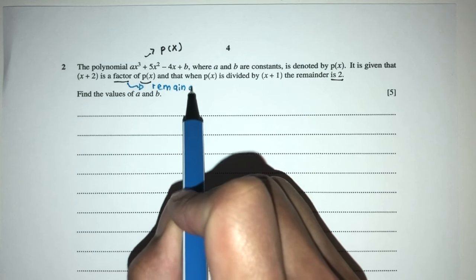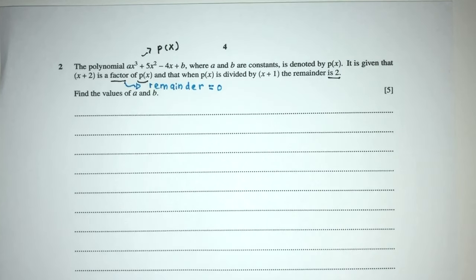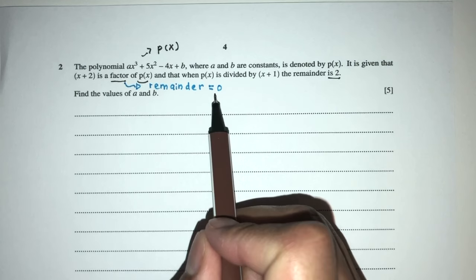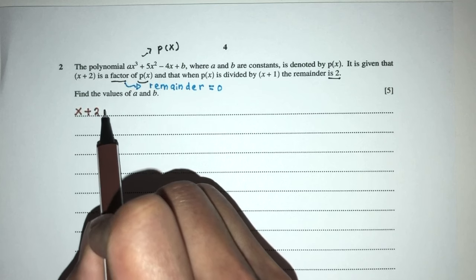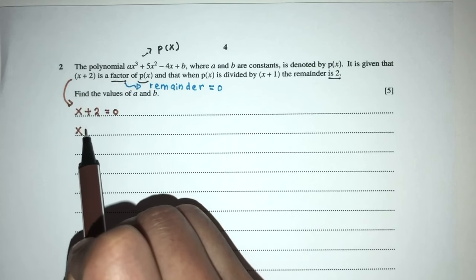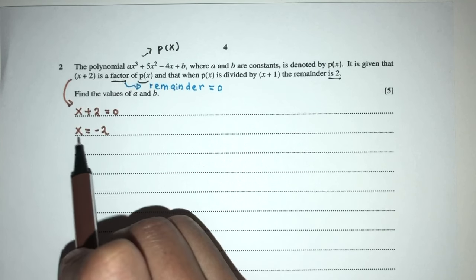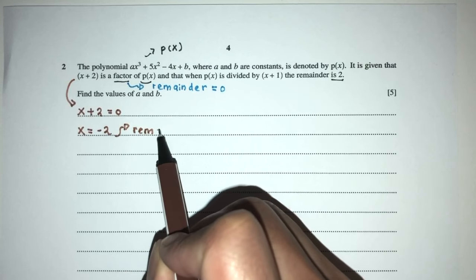That's what it means by the remainder theorem. So the idea is that let's find for what value of x p of x has a remainder of 0. If x plus 2 is a factor, we can equate that to 0, which is the same thing here, right? Which means x will be equal to minus 2. So when x is equal to minus 2, it means that the remainder is 0.